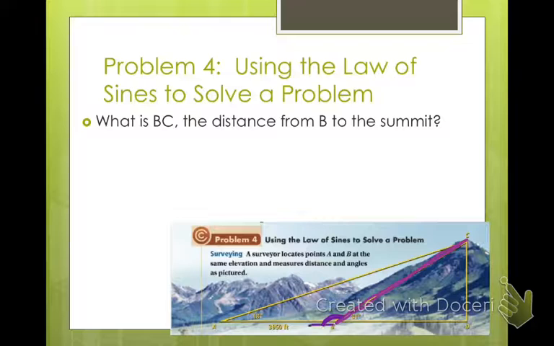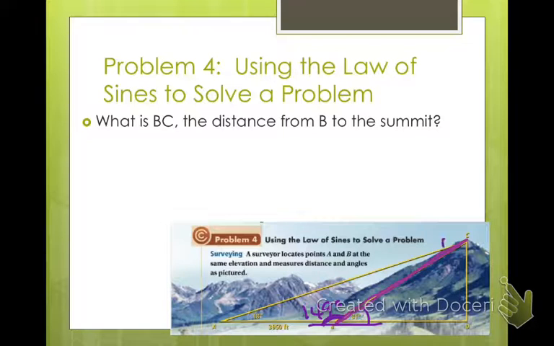So we know that there are 180 degrees in a line. If 31 degrees is used up on this part of the line, then what's left on the other side? Well, 180 minus 31 degrees is 149 degrees. So angle B, or angle ABC, is 149 degrees.